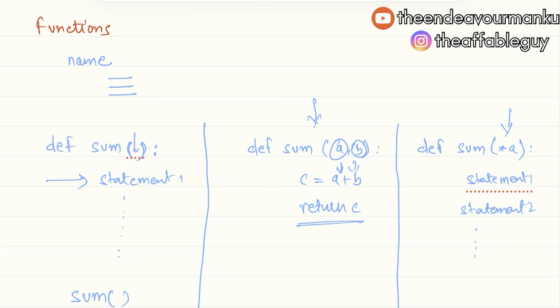The scope of a, b and c: as these are all inside the function, you can't use them outside the function. That is called the scope. These are the local variables. We will discuss scope and everything in detail when it comes.